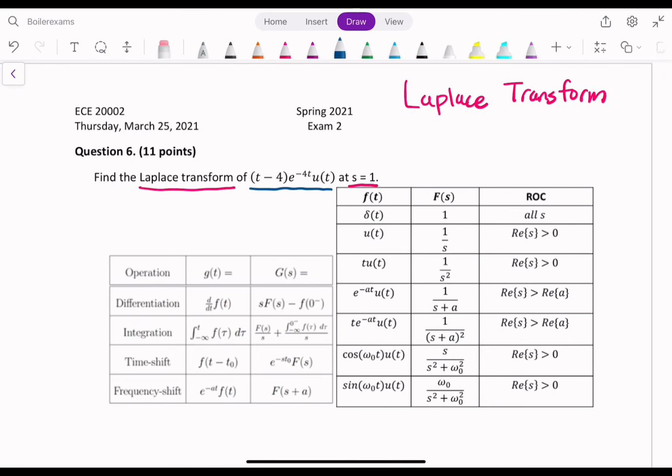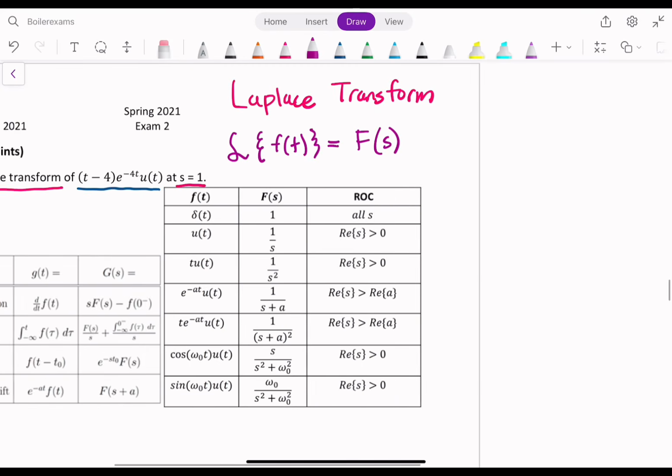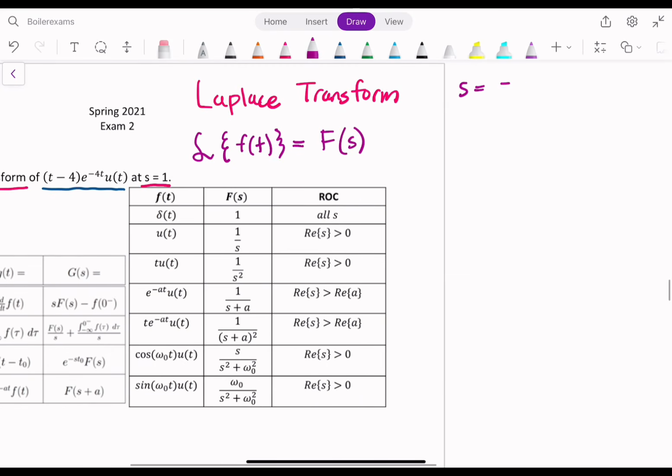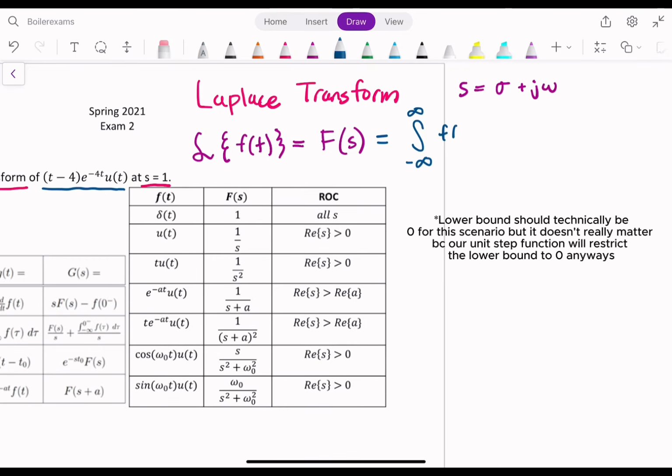So what is a Laplace transform? Well, a Laplace transform, that poorly written squiggly L thingy of some function, takes a function of time and converts it into a function of s, with s being sigma plus j omega, right? This is into the frequency domain. And so this is performed by doing the improper integral from negative infinity to infinity of f of t multiplied by e to the negative st dt.